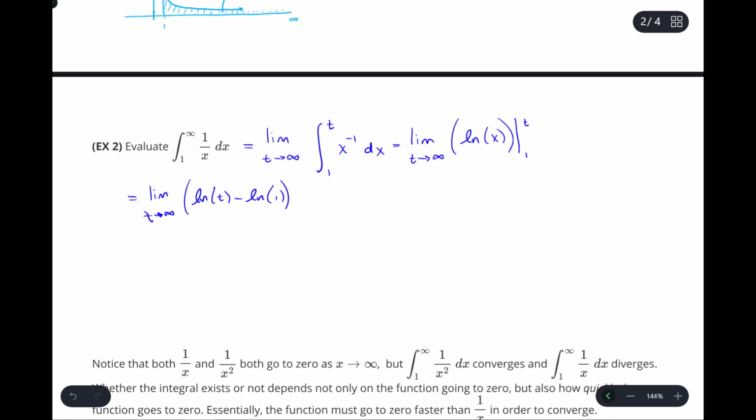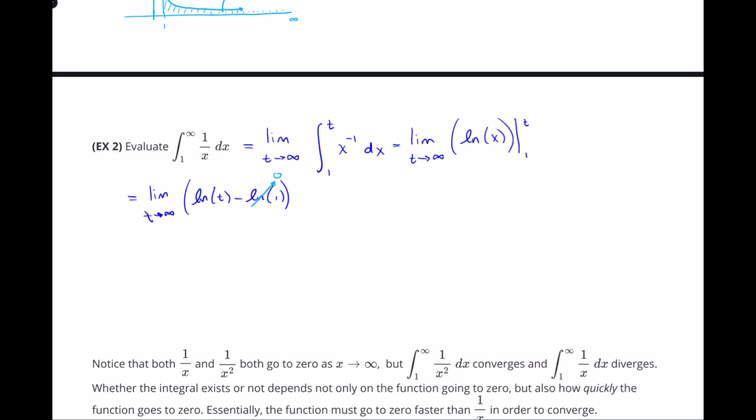And if you'll recall, the natural log of 1 is a known value. It's one of the few values that we can evaluate logarithms at and get an integer answer. And that happens to be 0.